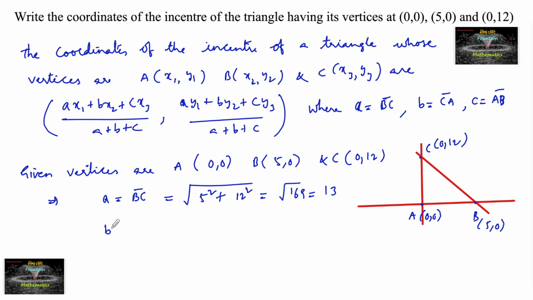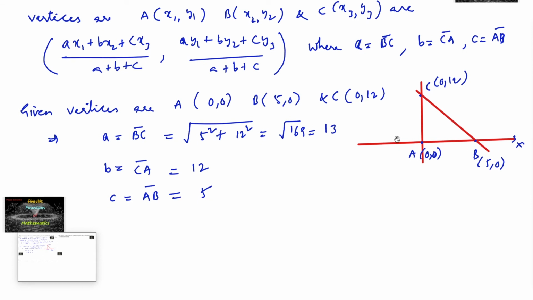And then b is equal to the distance CA. CA is on the y-axis, so it's from the origin to 12 units. So we can say directly 12 units. And c is equal to AB. AB is on the x-axis, so the distance is 5 units from the origin, so we can say 5. So we got a value, b value and c value. Now let us substitute in the formula.